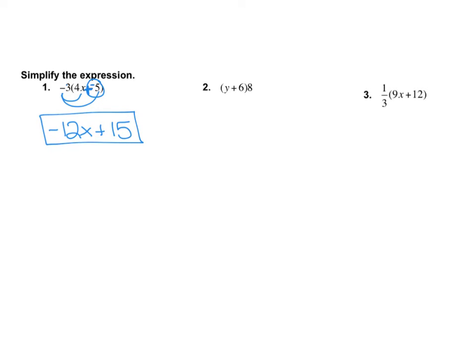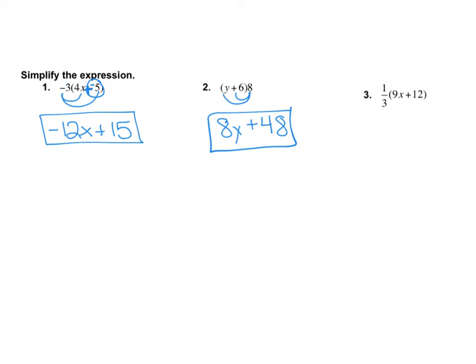Number 2. We have (y plus 6) in parentheses times 8. I'm going to multiply that 8 times both of those pieces in that expression. So I'm going to have 8y because 8 times y is equal to 8y. And then I have 8 times 6, which is equal to 48. I cannot simplify this any further. I will have 8y plus 48.